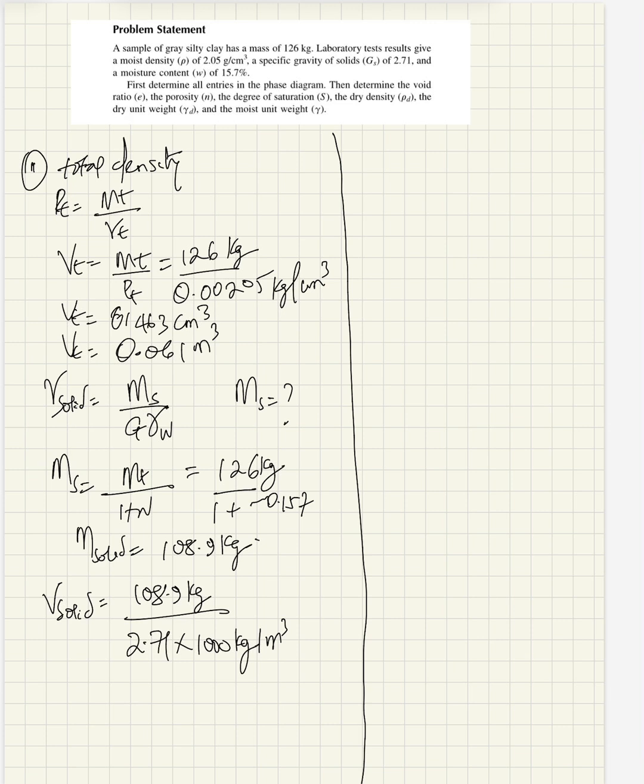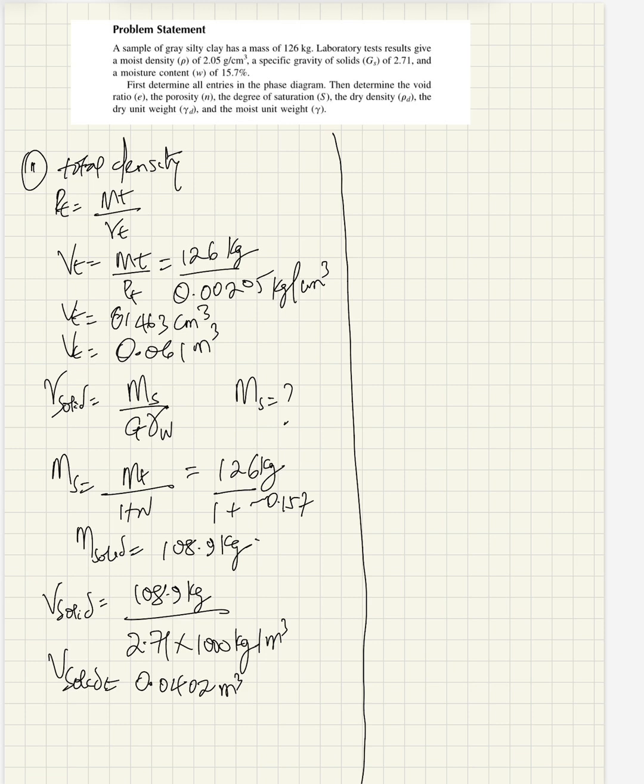But now it's kilogram per meter cube, so it's going to be 1000 kilogram per meter cube. So the volume of solids, based on the calculation, is going to be 0.0402 meter cube. So that's the volume of solid.